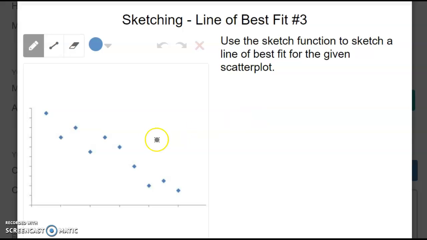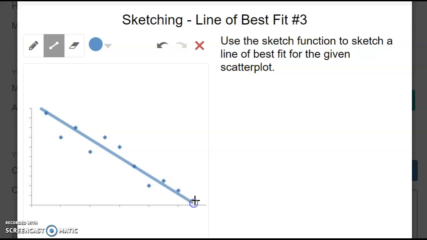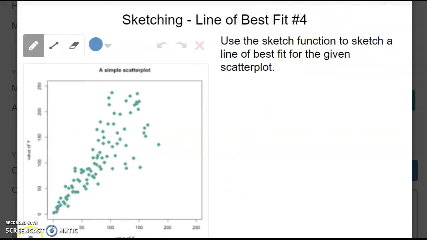Okay, and use the sketch function to sketch the line of best fit for the given scatter plot. So this time the points seem to be decreasing. So it's a negative association. So maybe something like this. Okay. Then 11. Seems to be opening up at the top, but I can still draw a line. It still does look linear. So maybe something like this.